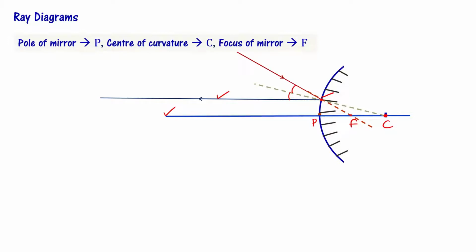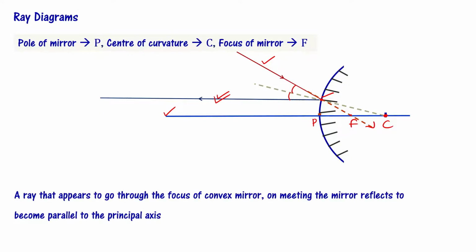You see, you have this red color line, right? That is your incident ray. But if you extend that incident ray, looks like it is going to pass through the focus, right? Appears to pass through the focus. When it appears to pass through the focus, the incident ray, the reflected ray is going to be parallel to the principal axis. Please note this. A ray that appears to go through the focus of convex mirror, on meeting the mirror, reflects to become parallel to the principal axis. Note this.